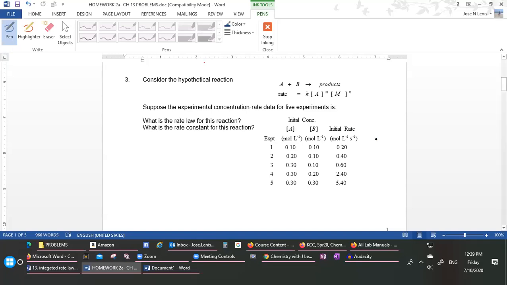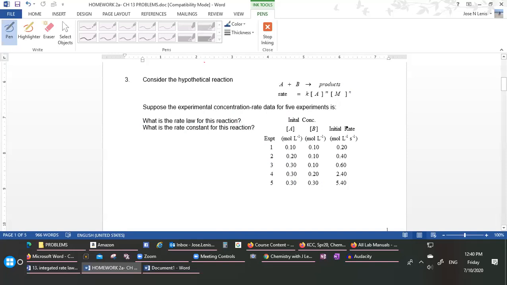All right. So we have this reaction. This is a generic reaction. We know the rate for that reaction equals rate constant times concentration of A to the order M times concentration of B, in this case it should be B, elevated to the order N. We have experimental concentration and rate data for 5 experiments here. The question is, what is the rate law for that reaction? And what is the rate constant for the reaction?